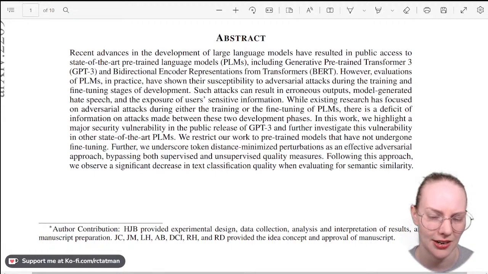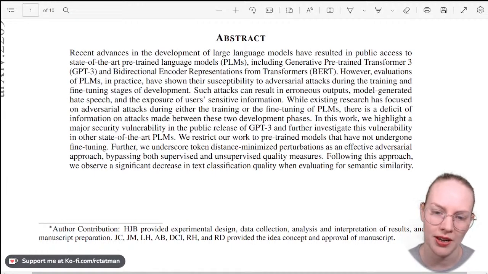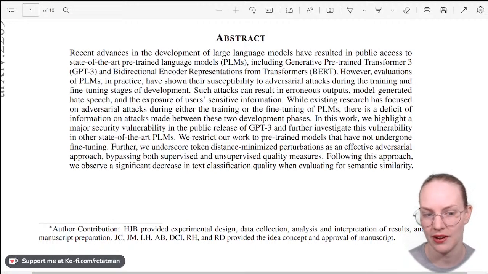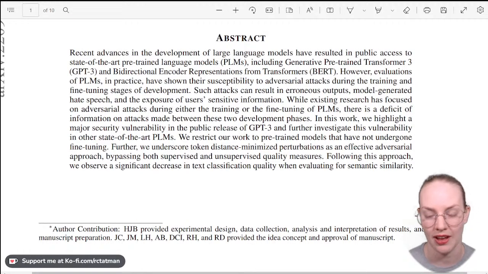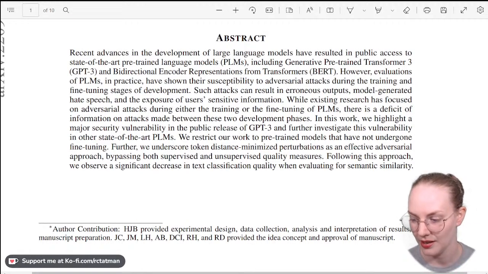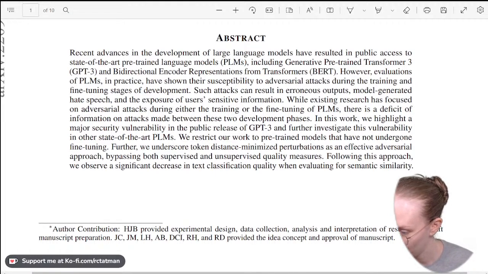PLMs is a little bit non-standard. We restrict our work to pre-trained models that have not undergone fine-tuning. Further, we underscore token distance minimized perturbations as an effective adversarial approach by passing both supervised and unsupervised quality measures. Following this approach, we observe significant decrease in text classification quality when evaluating for semantic similarity. So yeah.